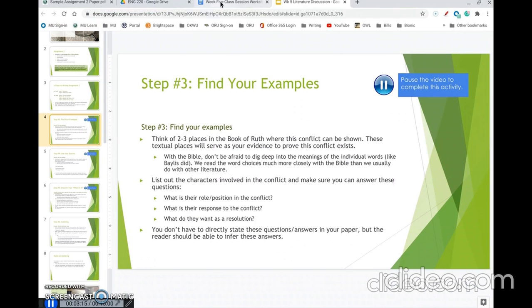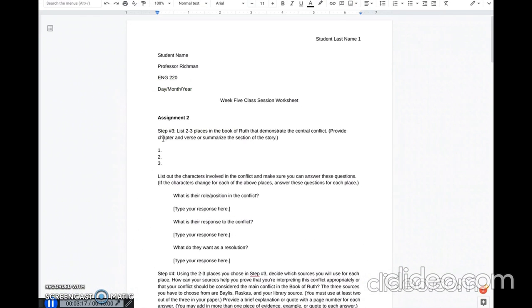So what I want you to do is pause the video and go ahead and complete this step in your worksheet. So list 2 to 3 places in the Book of Ruth. If you can, provide chapter and verse, or at least summarize the section right here. And then if you feel each place needs to have its own response to these 3 questions, then you can go ahead and fill this out for each place. But if all your textual evidence comes from one big section in the book, then you may just need to fill this out once. So I'll leave that up to you.